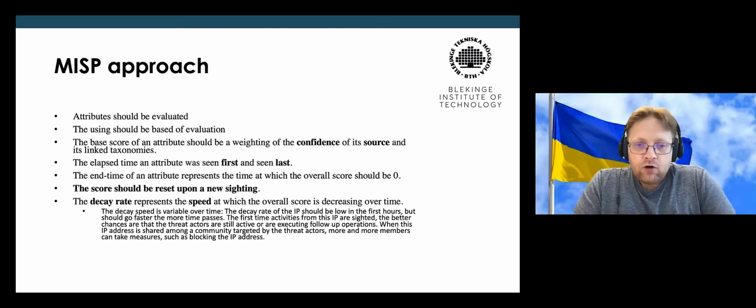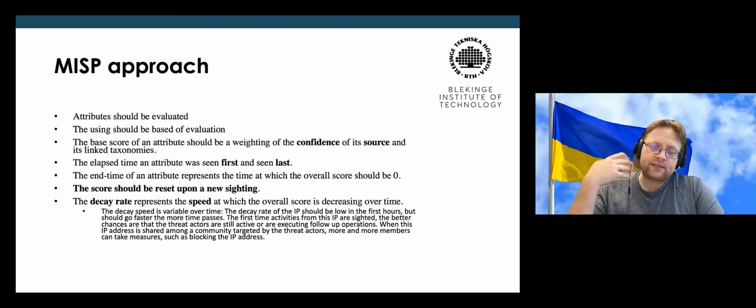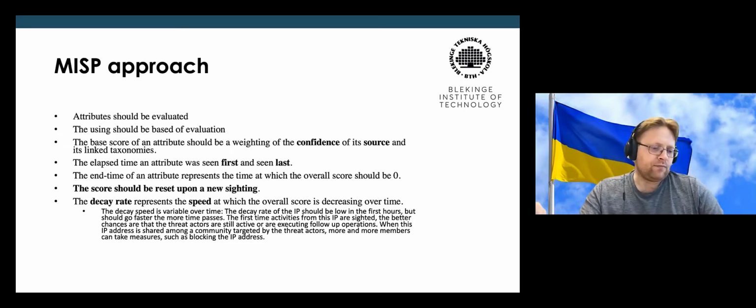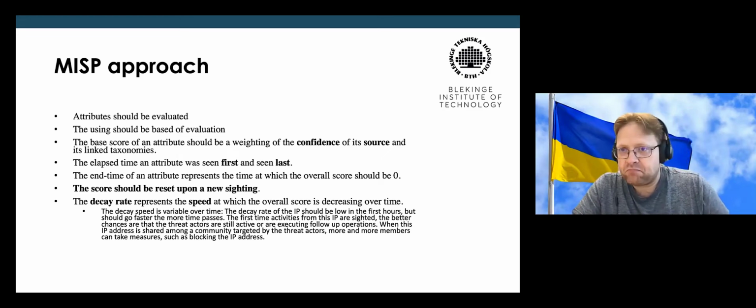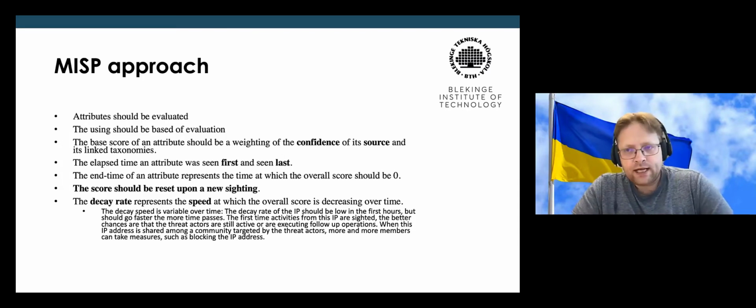And of course, the evaluation should take into account the decay function, the decay rate, so the speed at which this indicator should decay. If we talk about IP addresses, their speed is in the dimension of hours, while for hashes it is months and years. As I said, these attributes have different natures. And MISP already has a built-in approach to evaluate these things. What is the approach?